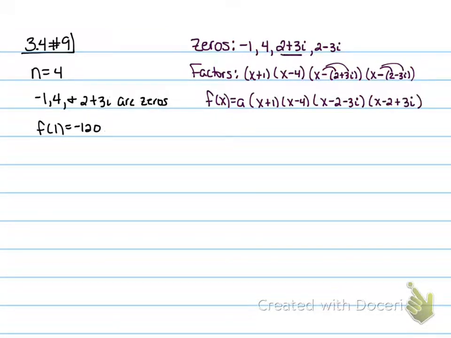Now, just like what we did in number 8, we're going to go ahead and multiply our factors together. You want to multiply those conjugates together. So I definitely want to multiply those last two together, which means I'm going to multiply these two together as well. So when we do this, we get f of x equals a times, I'm just going to do FOIL on the first two there, so it gives me x squared minus 4x plus 1x minus 4.